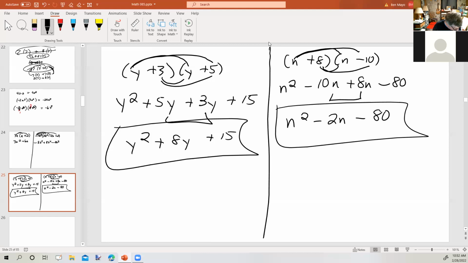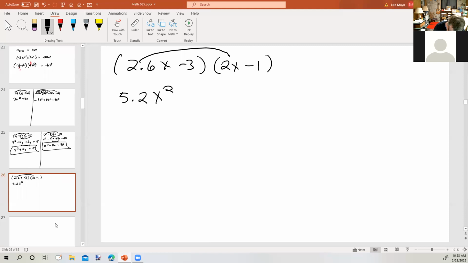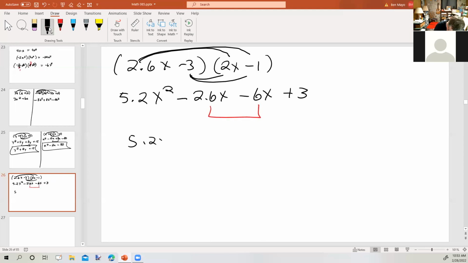All right, let's introduce a decimal. 2.6x minus 3 times 2x minus 1. 2.6x times 2x would be, well, let's see, 2 times 2.6 is 5.2x squared. Are you okay with that? All right. 2.6x times minus 1 is minus 2.6x. Minus 3 times 2x is minus 6x. And minus 3 times minus 1 is plus 3. Combining like terms, 5.2x squared minus 8.6x plus 3.